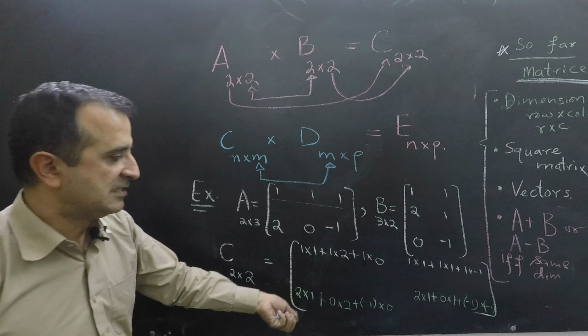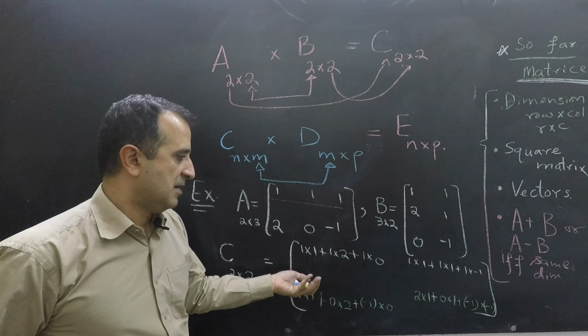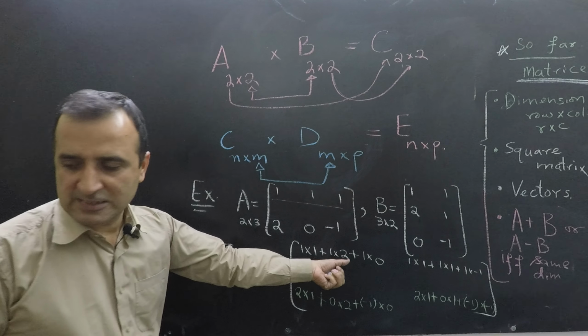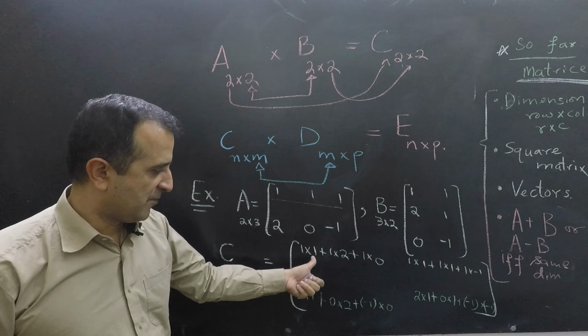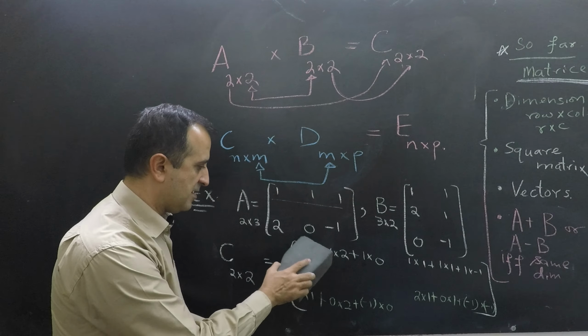And now obviously we can simplify these terms because I have very little space left. So I'm going to simplify these things right here. So 1 times 1 will be 1. So here what we have is 1.